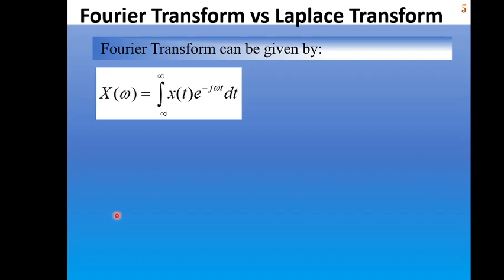Fourier transform of a system can be expressed by this equation. In this equation, a time domain signal x of t is transformed into a frequency domain signal x of omega. It is possible to expand this Fourier transform into Laplace transform through some modification of the equation.